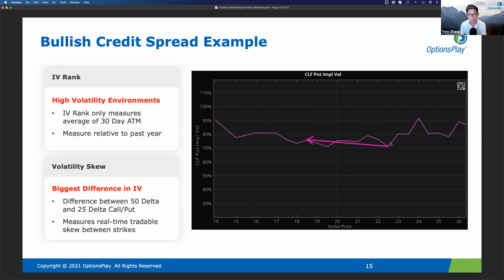Now, the problem with volatility skew is that no one stares at volatility skew charts. No one sits there and says, oh, let me find the biggest opportunity between the 23 strike and the 19 strike, and looks for these inefficiencies.